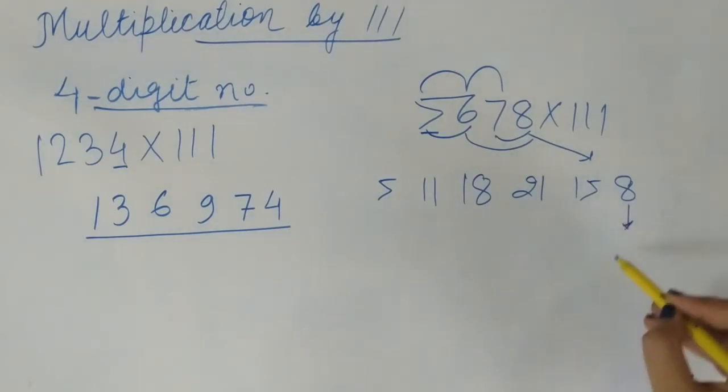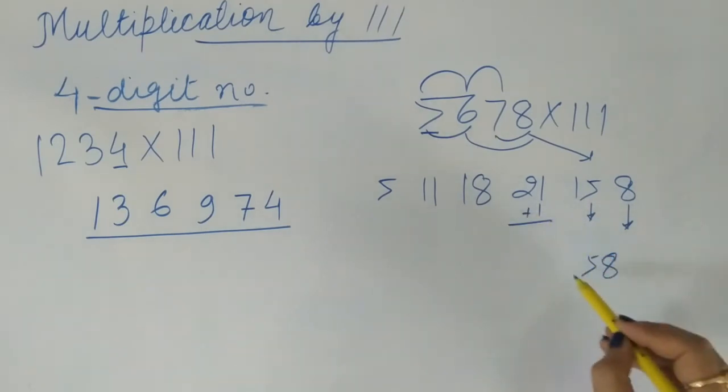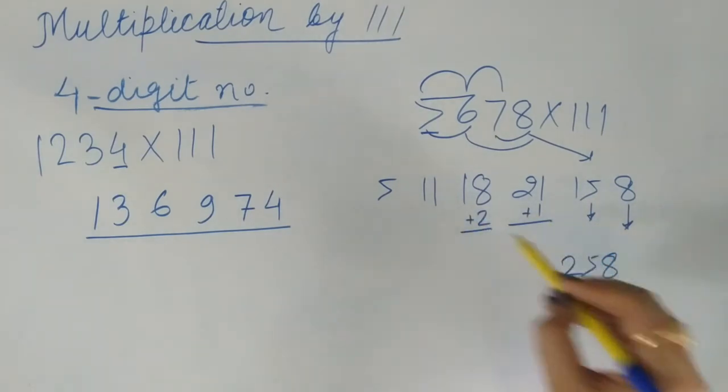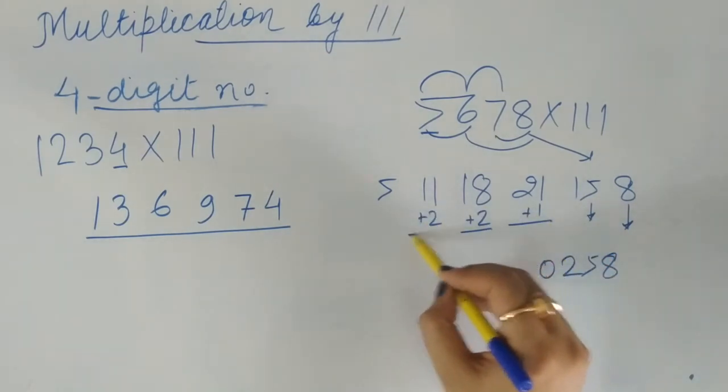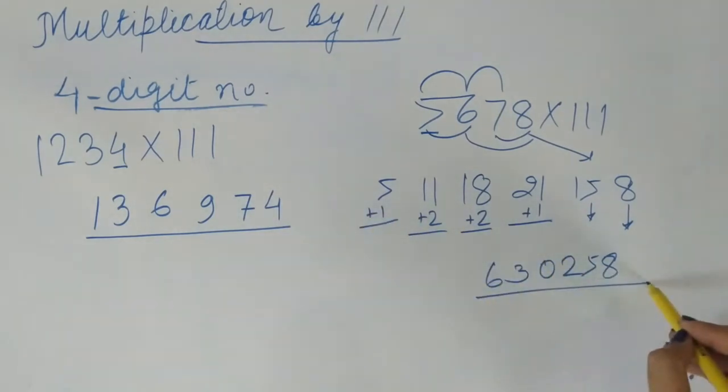Now we'll write here 8. We'll write this 5 and then 1 carry. 2 and 2 carry. 0 and 2 carry. 3 and 1 carry. 630258 will be the answer for 5678 multiplied by 111. I hope you got it, how to multiply 111 by any number.